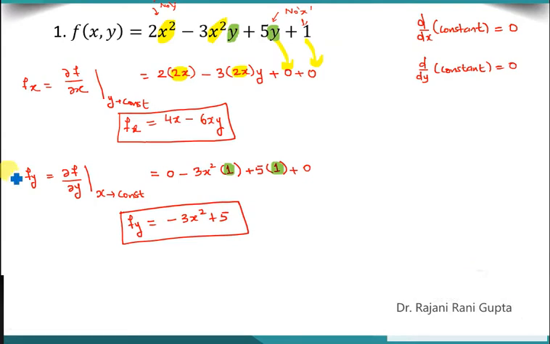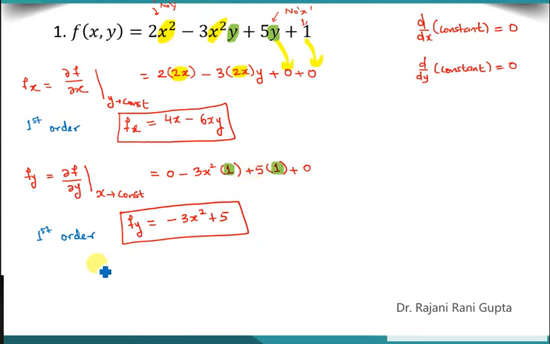So these are first order derivatives. These are derivatives of first order. Now similarly, you can find the derivative of second and higher order as well, like how we were doing it for the function of one variable.